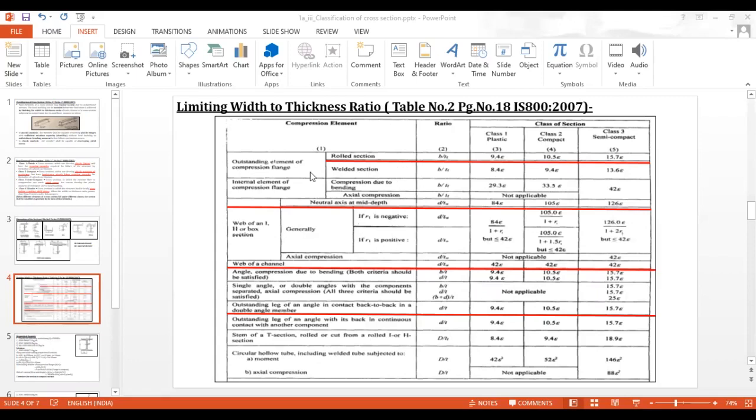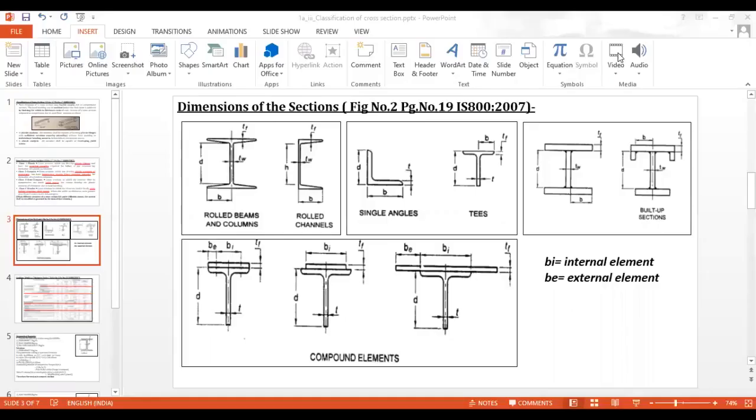Then the second row deals with the welded section. If you observe in the diagram, B is half of the total BF. In our steel table, the BF is given as the total width of the flange. Here we have to take half the width of the flange. This is a very important point while classifying the flange criteria.